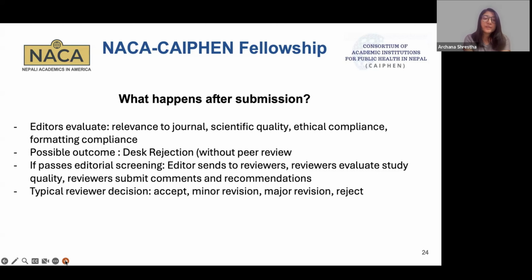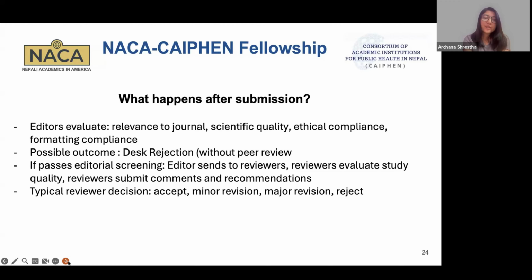And the typical reviewer decision is either they accept it or they call you for minor revision, major revision, or just reject it. Nowadays I'm seeing reviewers recommending, oh, cite these papers, and they are listing their own papers. I don't think that's a good practice though.